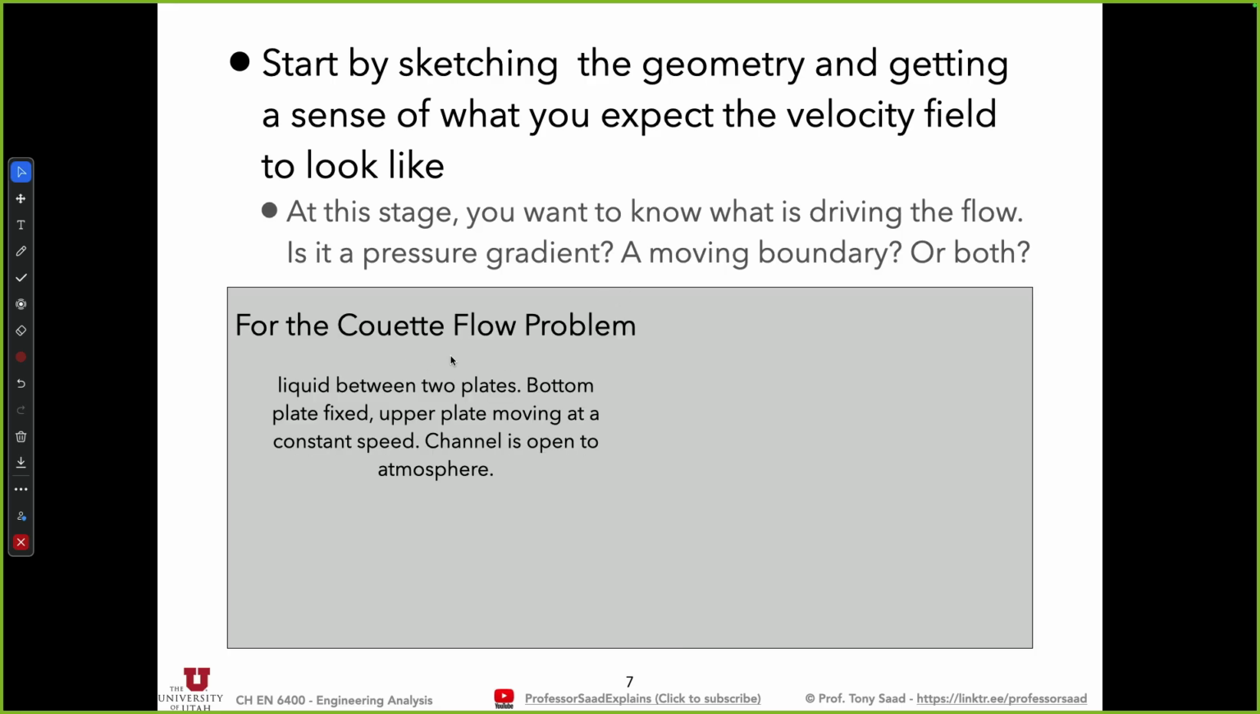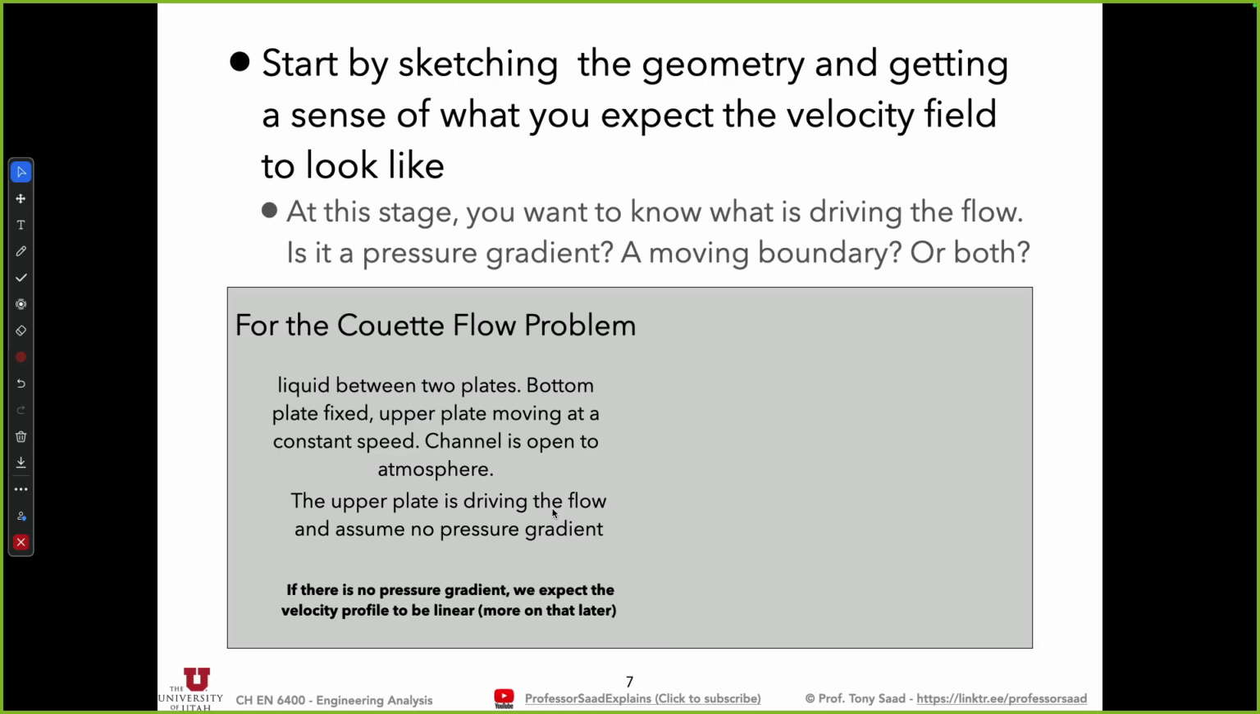Okay. Now for the Couette flow problem, the liquid is between the two plates. The bottom plate is fixed, the upper plate is moving at a constant speed, and the channel is otherwise open to the atmosphere. So think about this as a big channel, and I have a conveyor belt just like at one section. I'm trying to see what the velocity profile looks like in that section. The upper plate is driving the flow, and we're going to assume no pressure gradient. If I didn't give you anything about the pressure gradient, you should assume no pressure gradient. Okay. Now you can still solve it with a constant pressure gradient, which we will do later.